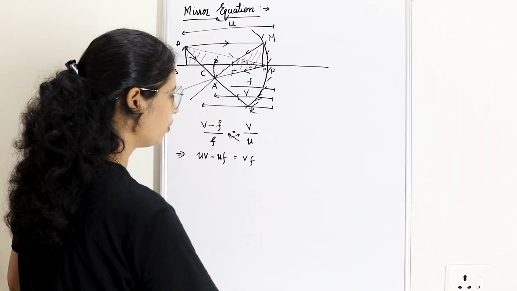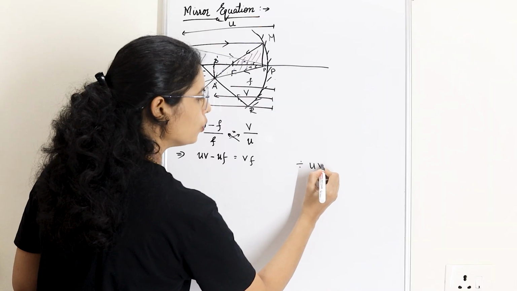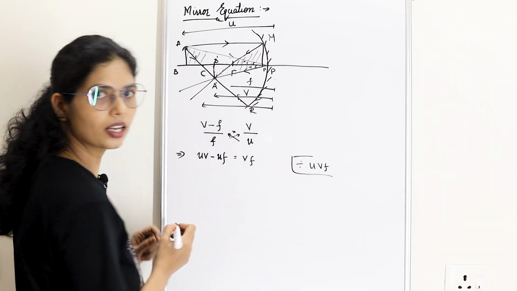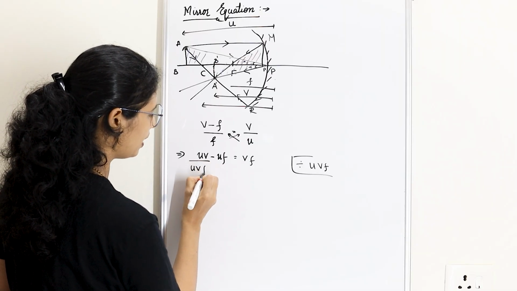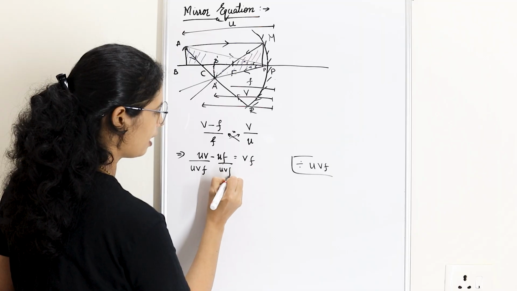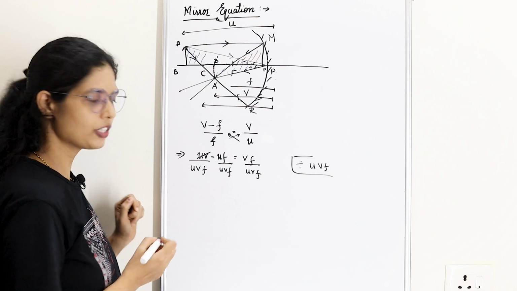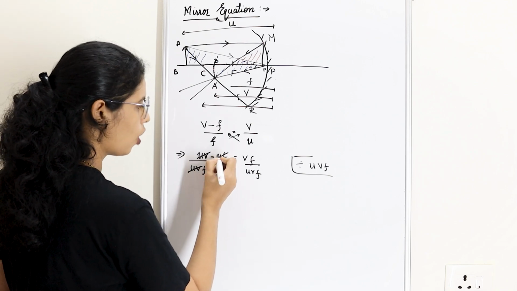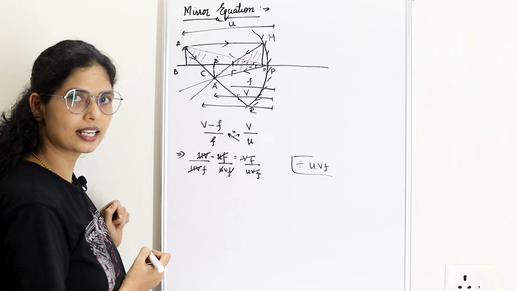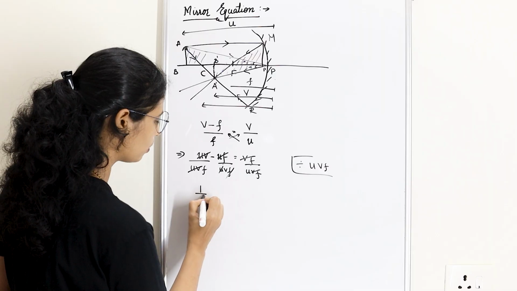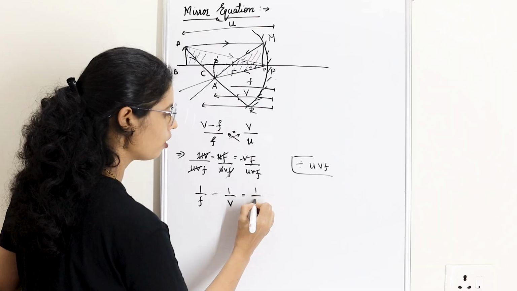Now what you will do, just divide this whole thing by UVF. Okay, when you divide this whole thing by UVF, what happens? Object distance, image distance gets cancelled out. Object distance and focal length gets cancelled out. Image distance and focal length gets cancelled out. What are you left with? You are left with 1 upon F minus 1 upon V equals to 1 upon U.